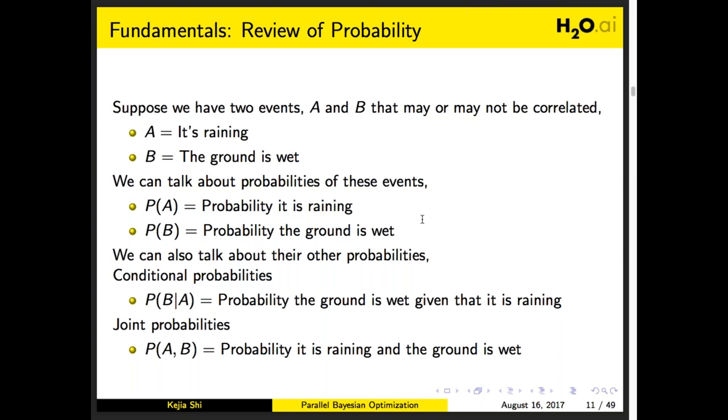And we can have some probability distribution of each event. So the probability of A is the probability that it's raining, and the probability of B is the probability the ground is wet. And you can also have more complicated probabilities, like the conditional probabilities, such as P of B given A, which means the probability the ground is wet given it is raining, and also joint probabilities, which means the two events happen at the same time. In this case, it means the probability it's raining and the ground is wet.